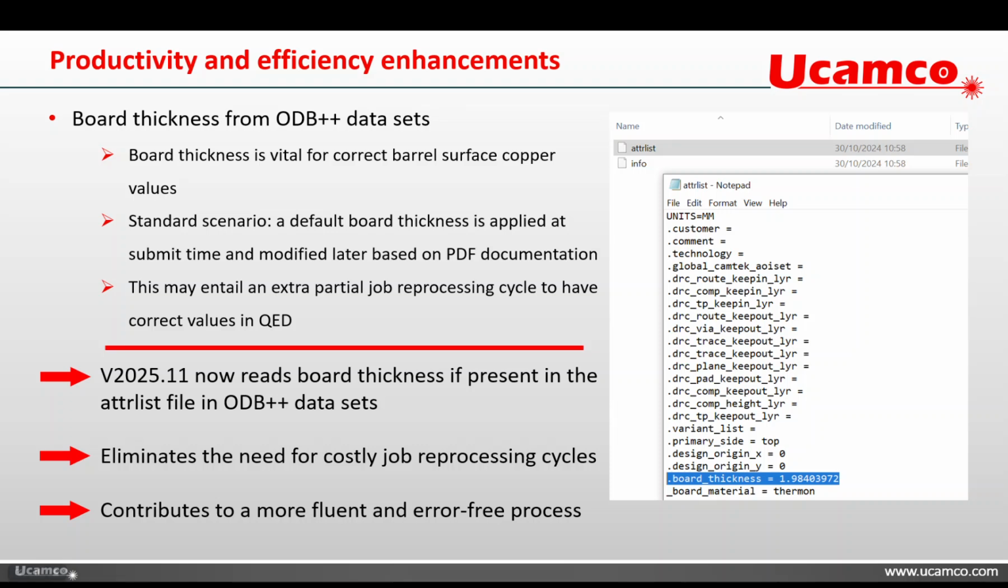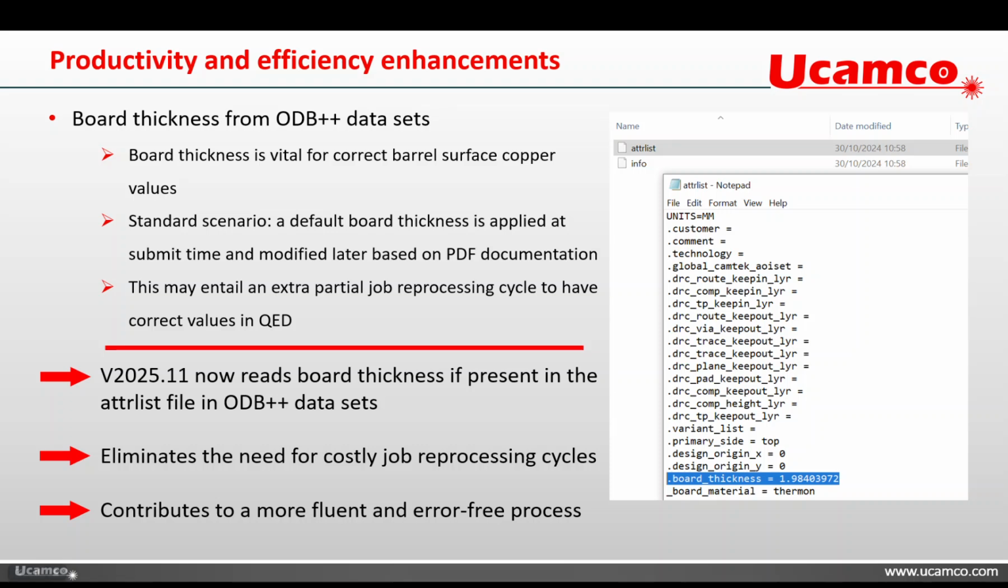Another nice one is the board thickness from ODB data sets. The board thickness, again, is one of these vital things for a correct barrel surface, the one that we mentioned with the plating and the non-plating a minute ago. In a standard scenario, what we typically see is that you don't know the board thickness in advance. It is typically one of these parameters that sit in the PDF documents. So people will give it a standard value of, I don't know, 1.6 millimeter or 1 millimeter or whatever. And then later on, after having looked through the PDF documentation, they will modify this.